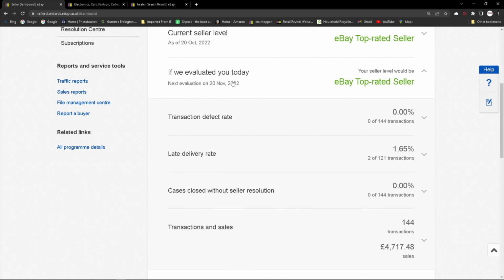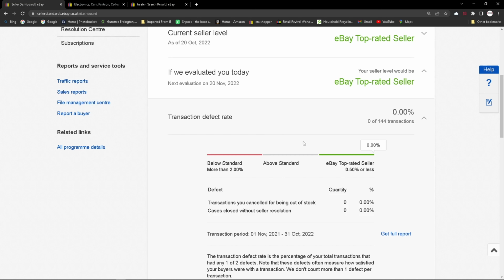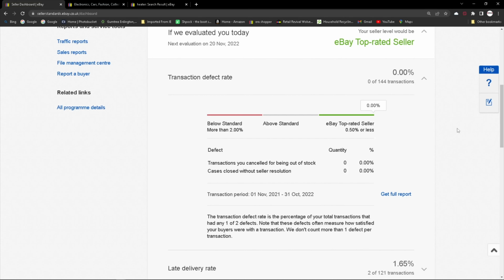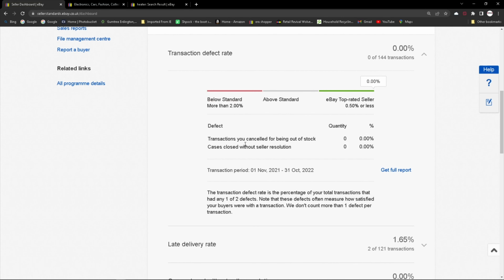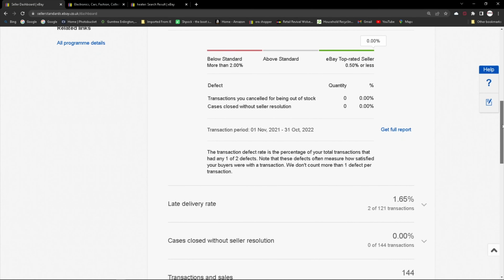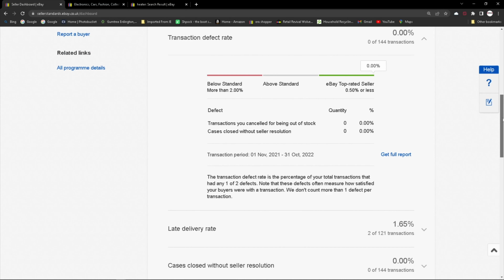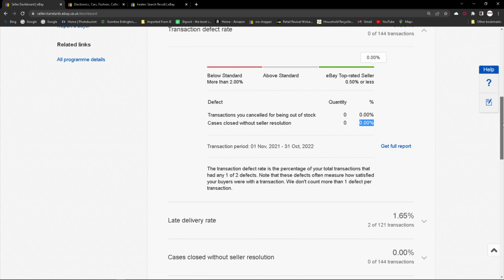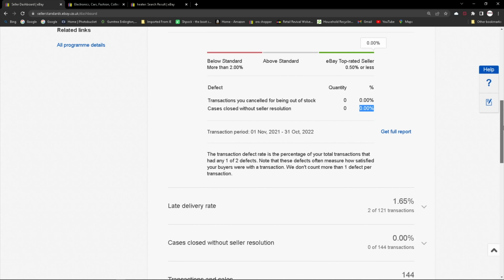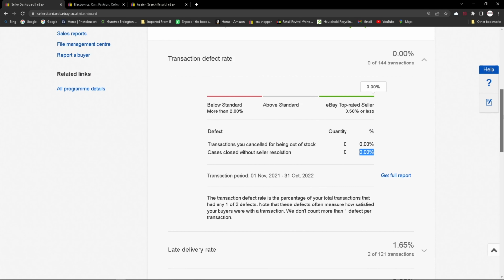Account health. The lower the better. Transaction defect rate. The algorithm looks for this and compares you against your competition. How healthy your account is. The lower the better. Transactions you cancel for items being out of stock. You need to have this as low as possible. Cases closed without seller resolution. Point number 2, you need to have this as low as possible. This percentage needs to be as low as possible because you're going to be compared against other people who are selling the same product. To beat the competition, you need to get these numbers down, and you can download a full report on what you're doing wrong.